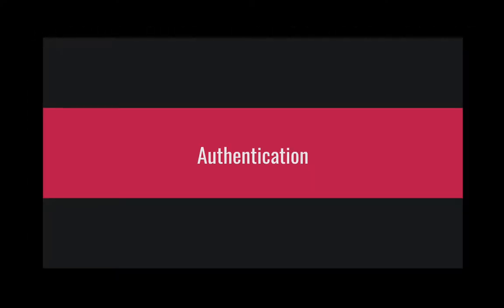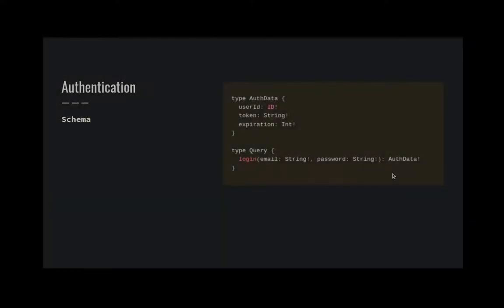Next thing we are talking about is authentication in GraphQL. Now this is how your schema would look like. We have here auth data. It has three fields, namely user ID, token, and expiration.